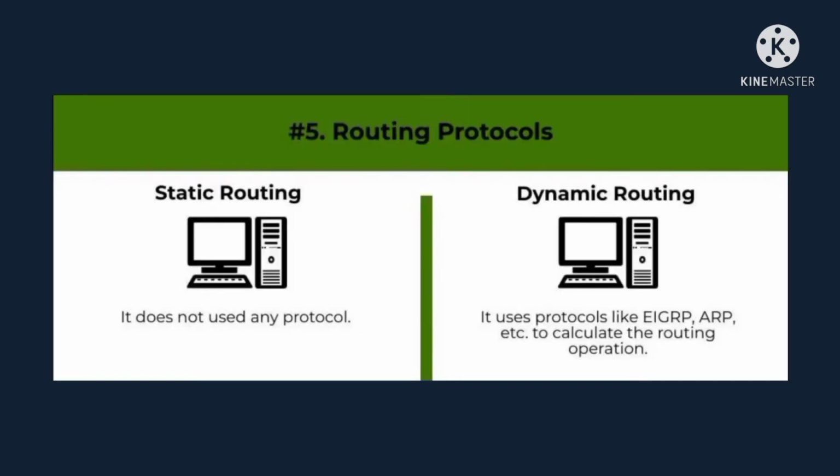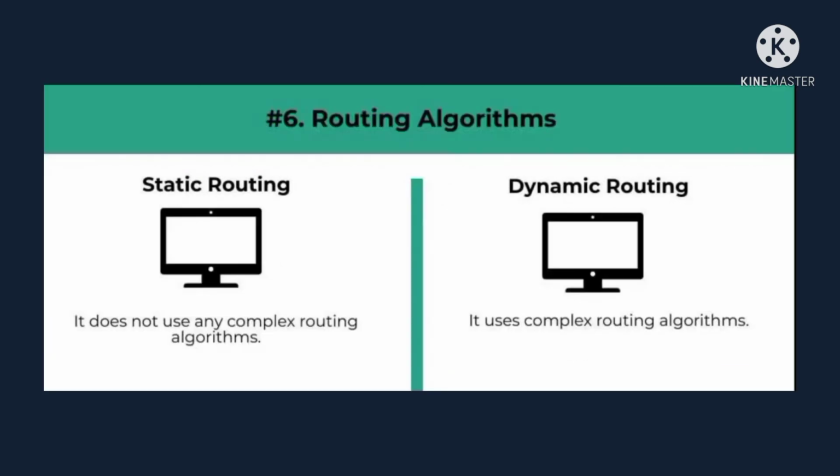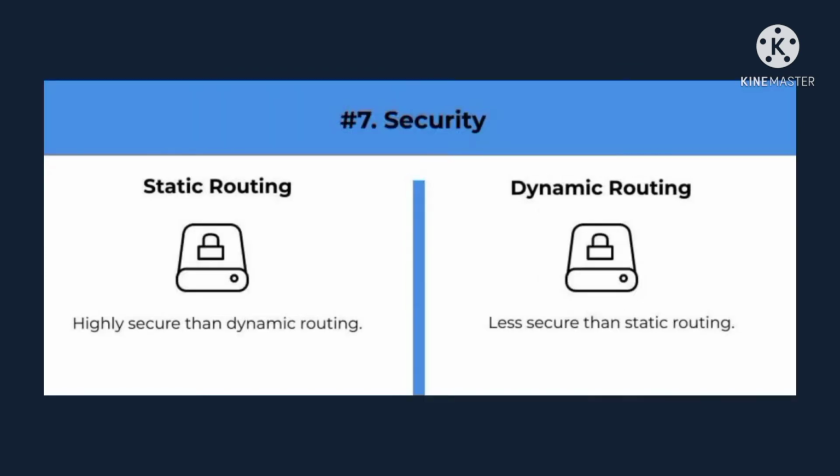Fifth is the routing protocol. In static routing, it does not use any protocol, while dynamic routing uses protocols like EIGRP, ARP, etc. to calculate the routing operation. Sixth is the routing algorithms. In static routing, it does not use any complex routing algorithm. The dynamic routing uses complex routing algorithms.